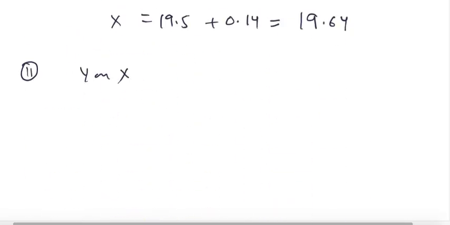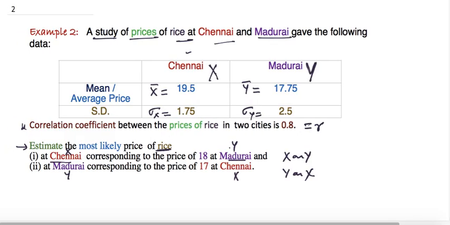So I hope you got an idea where to use which formula, and these are the two ways we can find the answer to a regression line question.